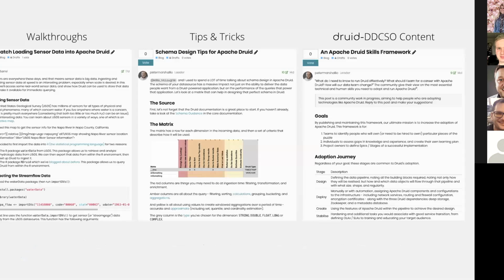This is some stuff we've come up with. Matt and I are working on some walkthroughs on particular types of data. I'm working on some stuff around schema design. We've also got this kind of skills framework thing we're playing with about the kind of skills you might need to use if you're doing a Druid-based pipeline.